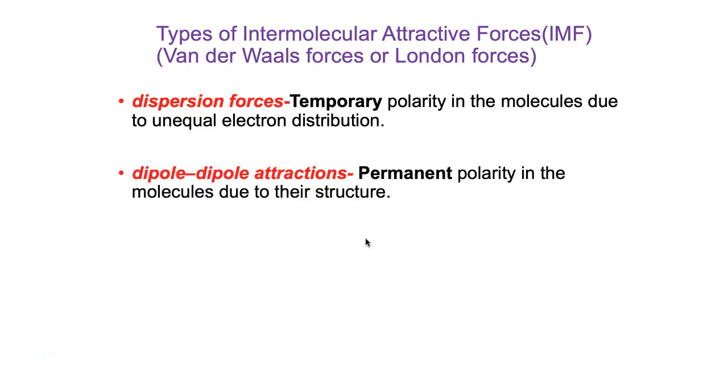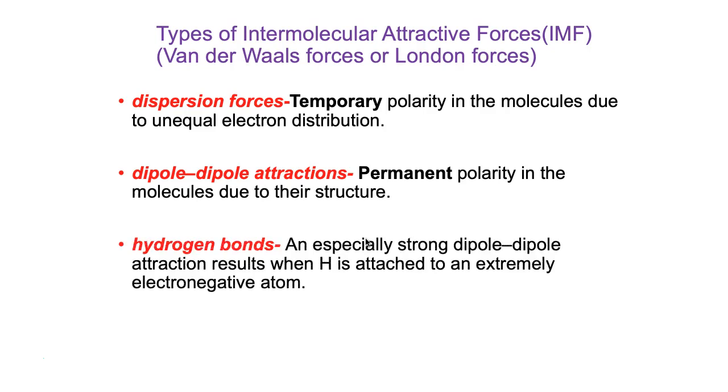Next we have dipole-dipole attractions, permanent polarity in the molecules due to their structure. A dipole is another name for a polar molecule. In hydrogen bonding, an especially strong dipole-dipole attraction results when hydrogen is attached to an extremely electronegative atom, such as oxygen, nitrogen, or fluorine.